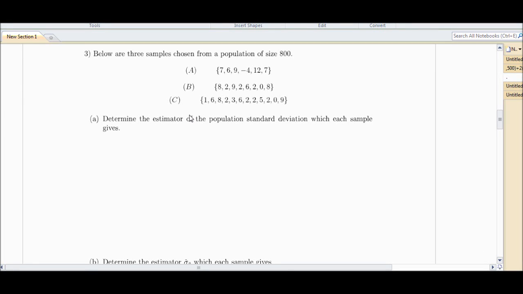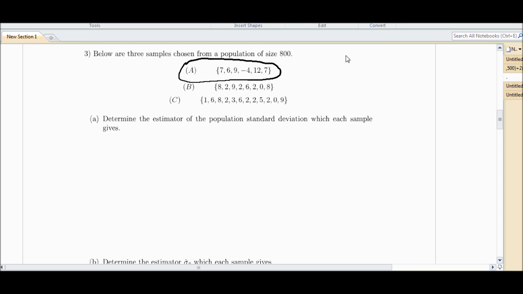Okay, so you asked about two questions, I believe, number 3 and 17. So I have number 3 up right here. We're just going to go through the example that we did in my office hours. So let's see. We have 3 samples. We're going to do A, determine the estimator, population, standard deviation.